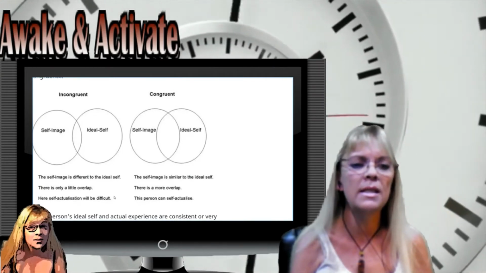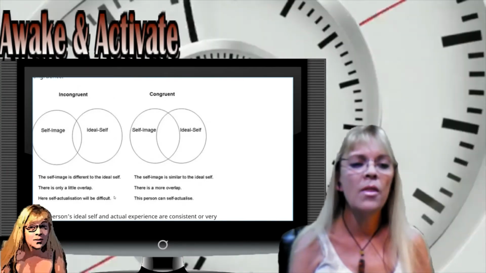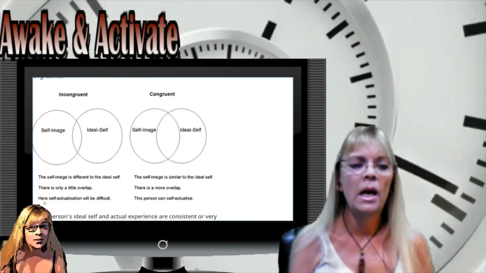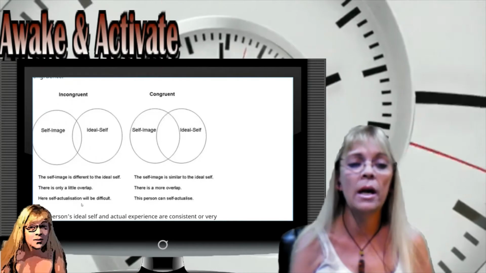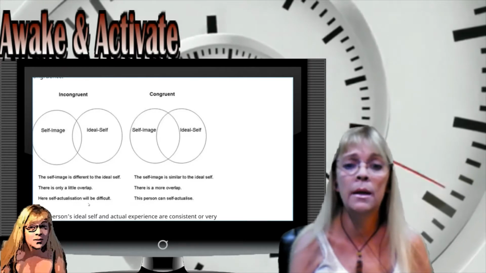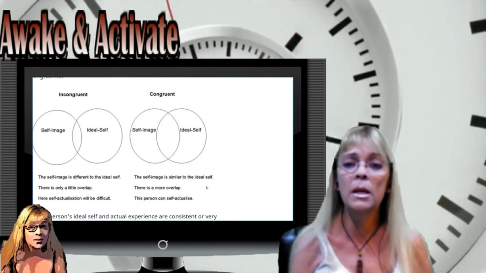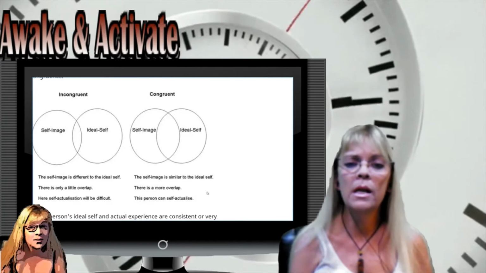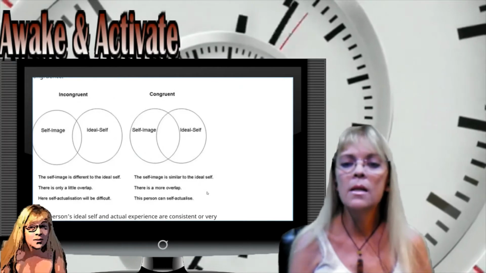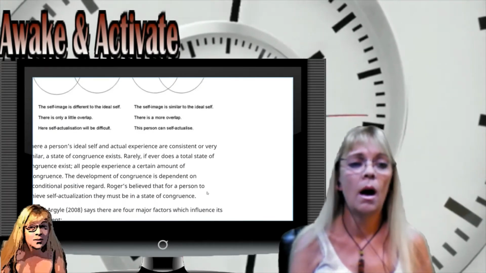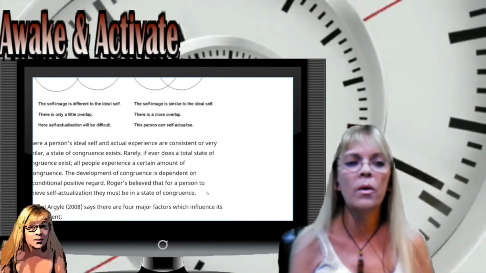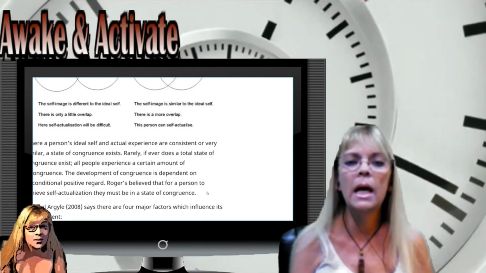If you're incongruent, the self-image is different to the ideal self. There is only a little overlap, and here self-actualization will be difficult. It will be difficult to really know yourself if you are incongruent. Okay, if you're congruent, the self-image is similar to the ideal self. There is more overlap, as you can see, and this person can self-actualize. Where a person's ideal self and actual experience are consistent or very similar, a state of congruence exists.